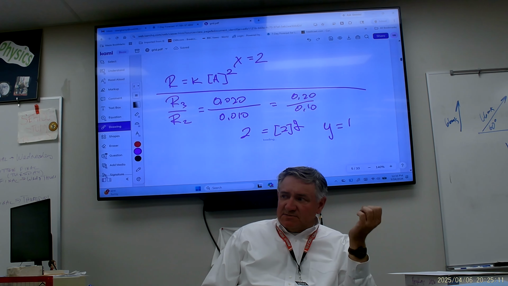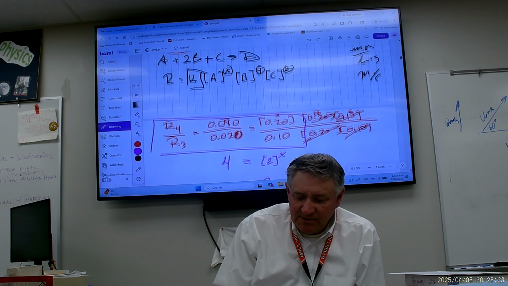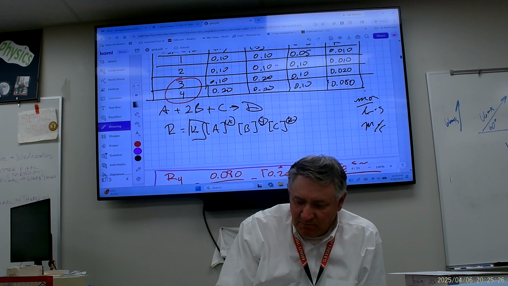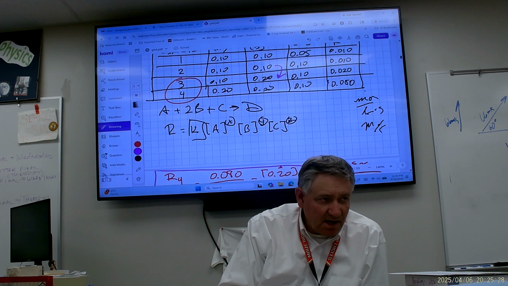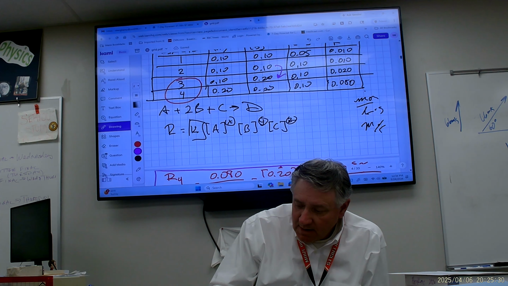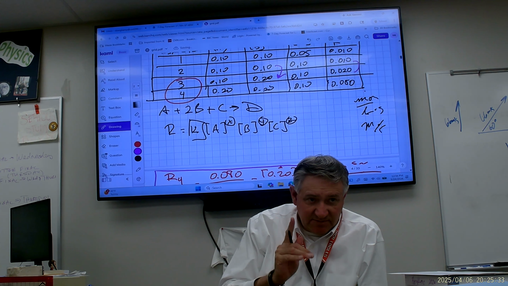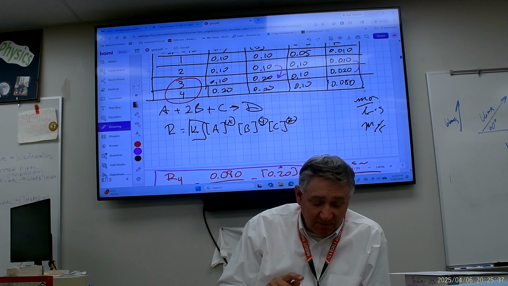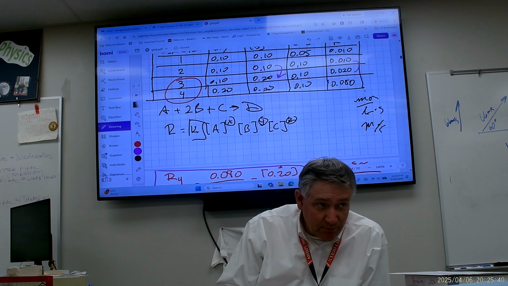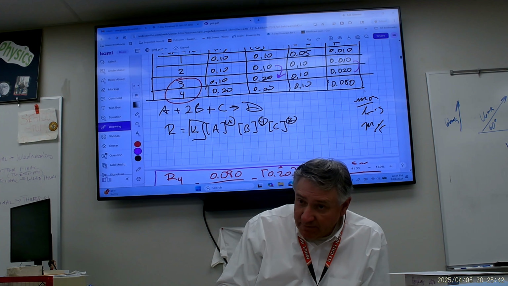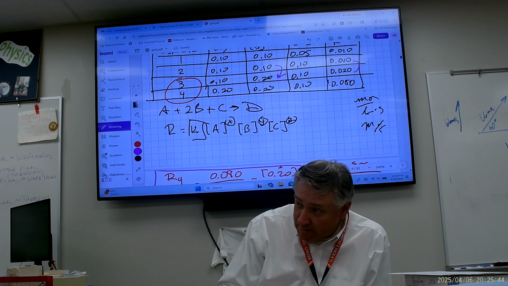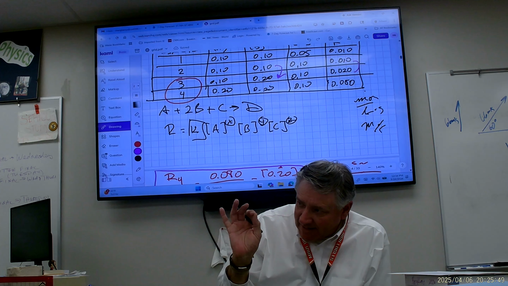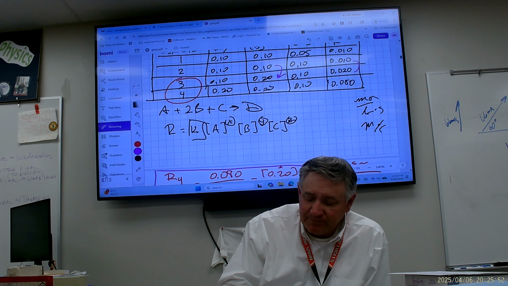So since that's a first order, what that means is that if I double the concentration of B, I double the rate. Because it's first order. If I triple it, it triples. It's just a straight linear relationship. So if it's second order, I double it, the rate quadruples. If it's first order, I double it, the rate just doubles. Cool.